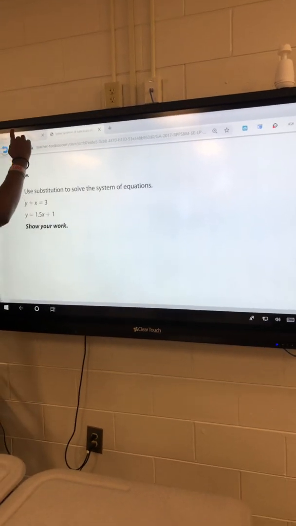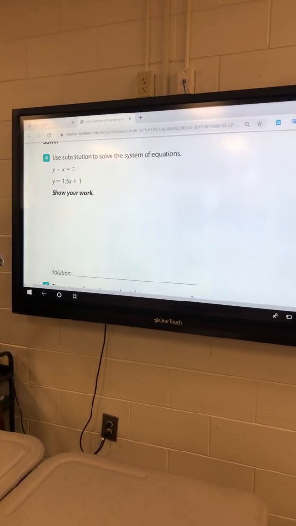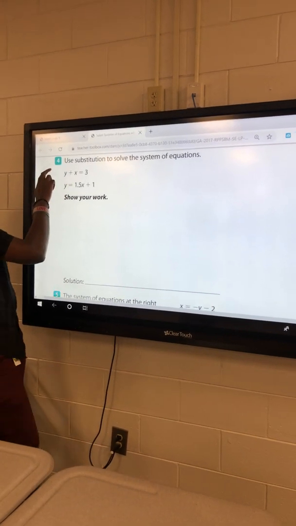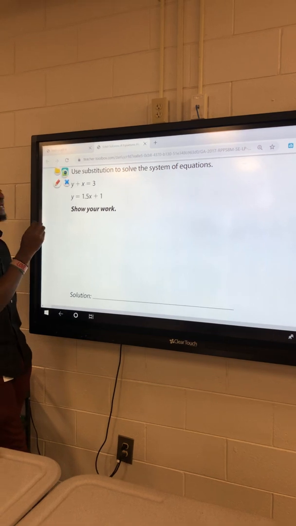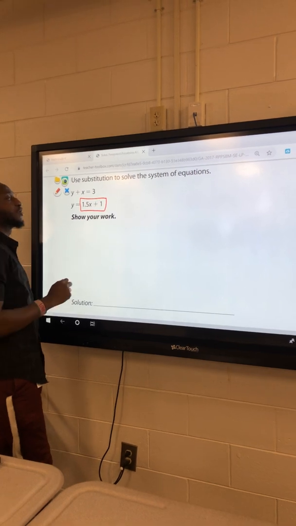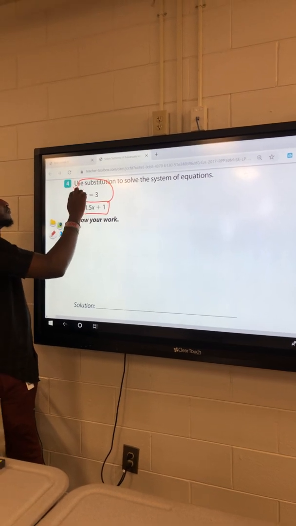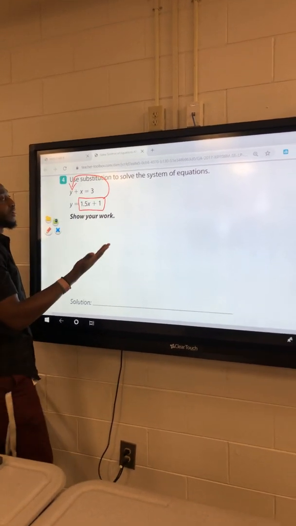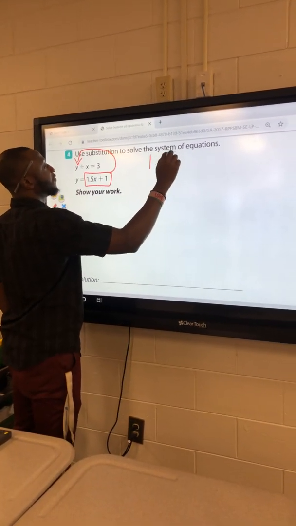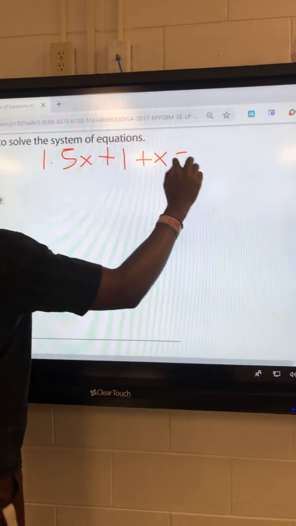Question number 4. Use substitution to solve the system of equations. So we're doing the same thing. I'm checking to see if one of these equations is in the form of y equals mx plus b. I see that my second equation is in that form. So the value of y is 1.5x plus 1, and I'm plugging it in to the y right here. So I'm going to rewrite that equation and plug in this for that y. So it becomes 1.5x plus 1 plus x equals 3.